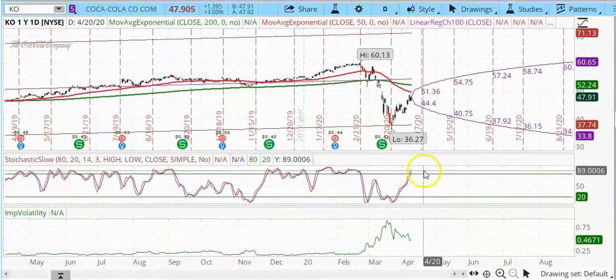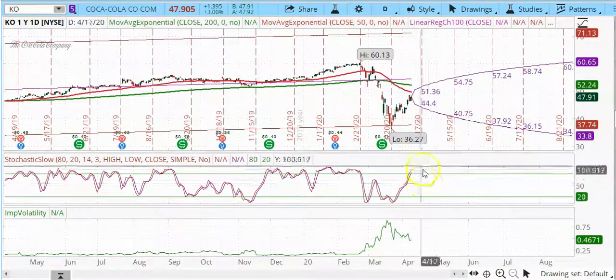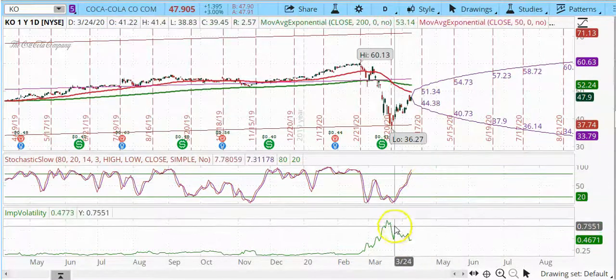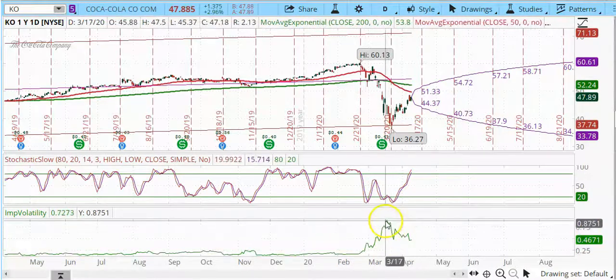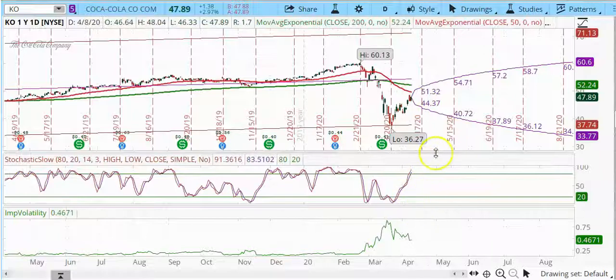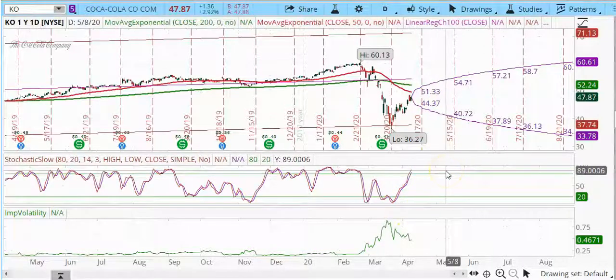And right now I can see that the slow stochastics is already back up in the overbought region. The implied volatility has come off the highs of March 18. So these two things are telling me that right now is not the ideal time to be selling a put option because the put premiums are not as attractive.